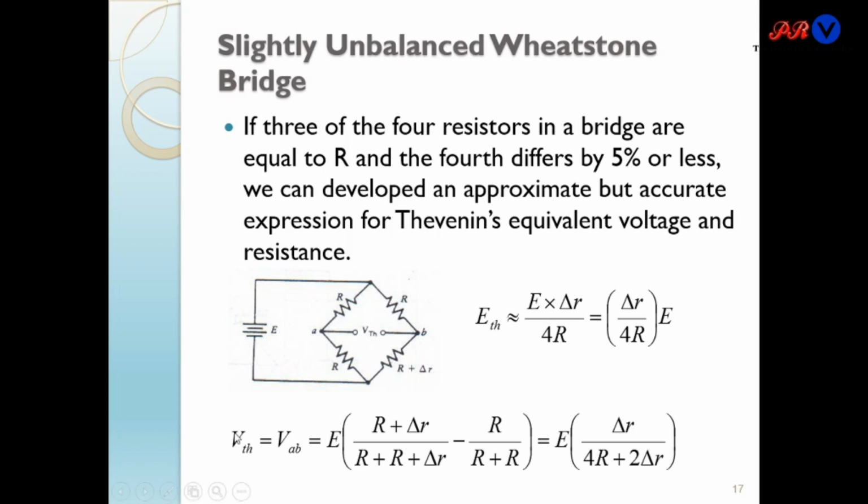And how can we calculate this? V Thevenin is equal to VAB. By the rule of potential divider, we can get its value: E times (R plus delta R) divided by (R plus delta R plus R), minus R divided by R plus R, which is equal to E delta R divided by 4R plus 2 delta R. This 2 delta R can be neglected as its value is very small. So we get this expression, V Thevenin equals E delta R divided by 4R.